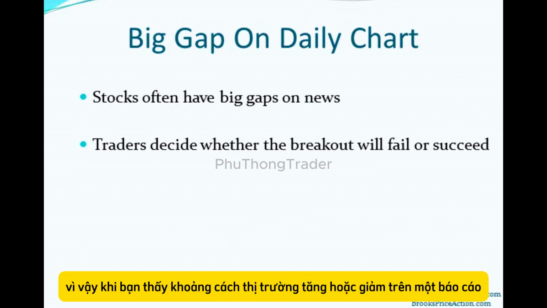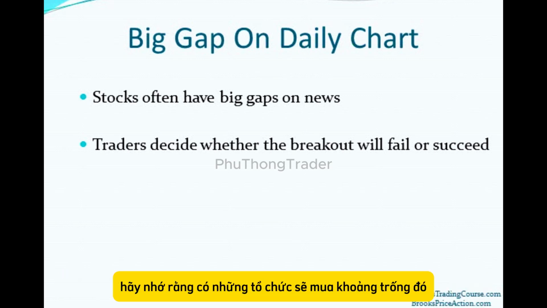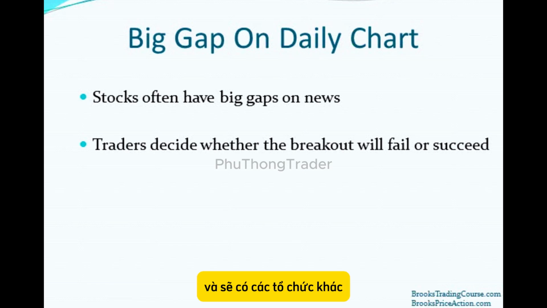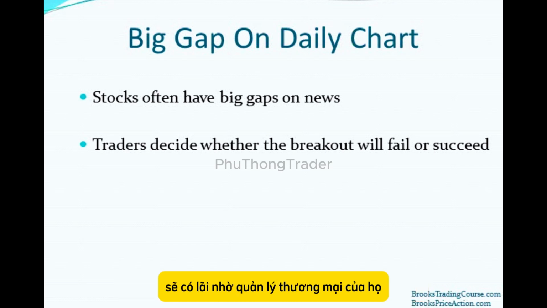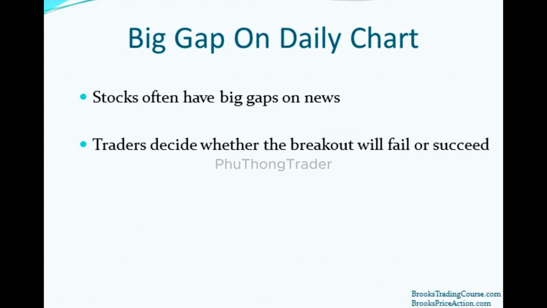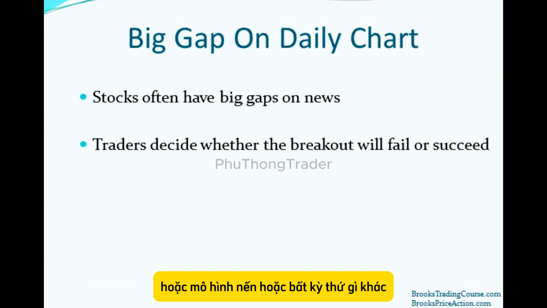So when you see the market gap up or down on a report, remember, there are institutions who will buy that gap, and there'll be other institutions who will sell that gap. Both, if they see this identical trade 10 times, will be profitable because of their trade management. And it will have nothing to do with the doji bar or the candlestick pattern or any other reversal patterns or continuation patterns on candlesticks. Let me give you an example.